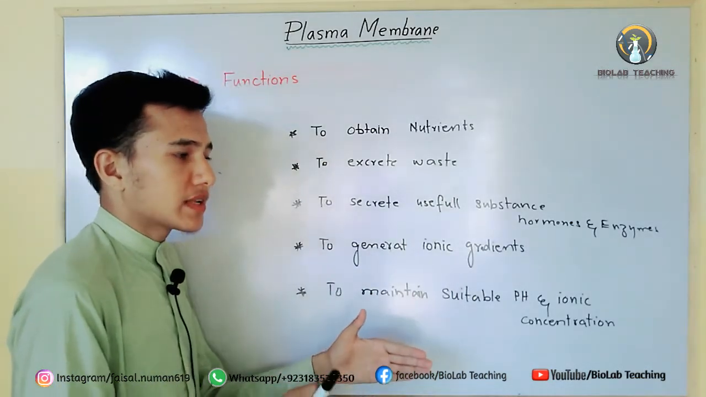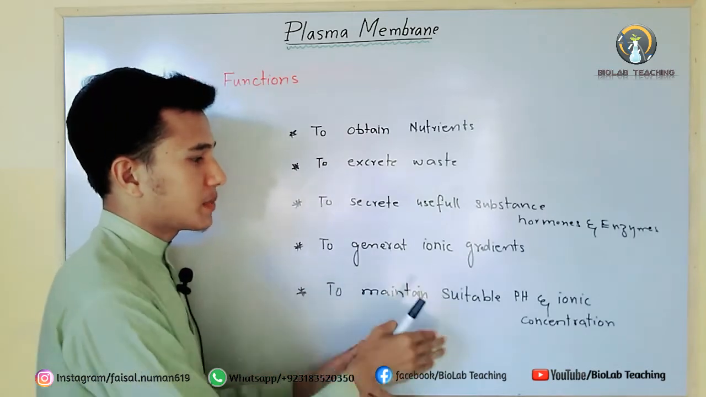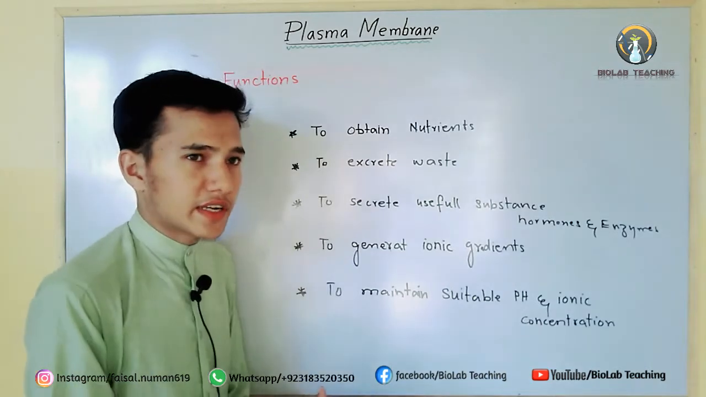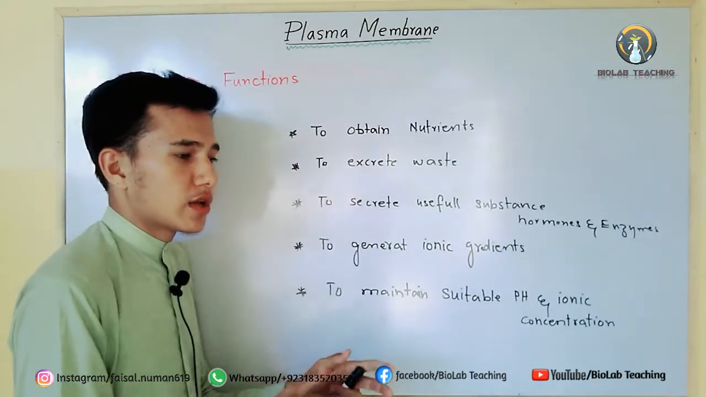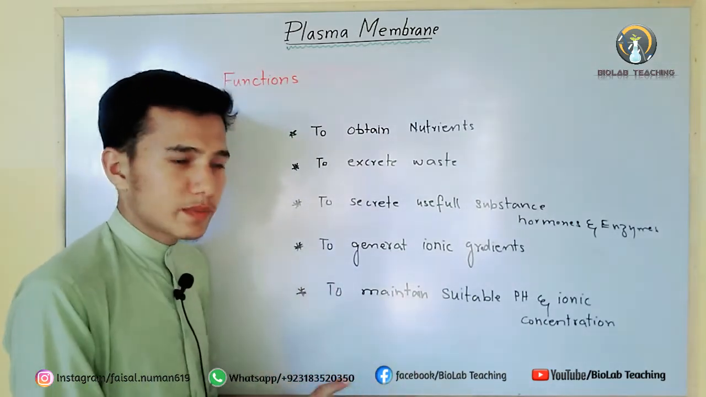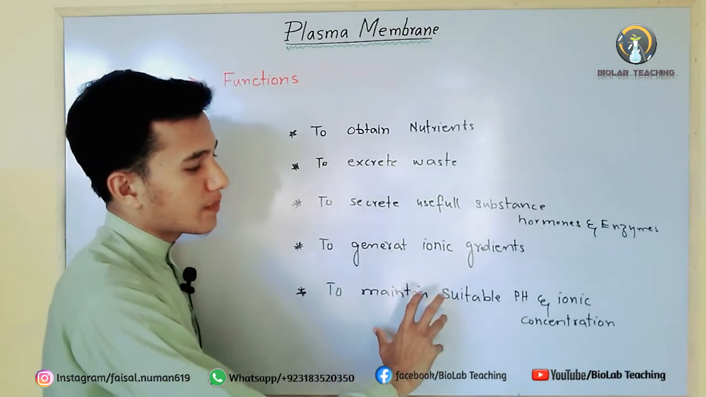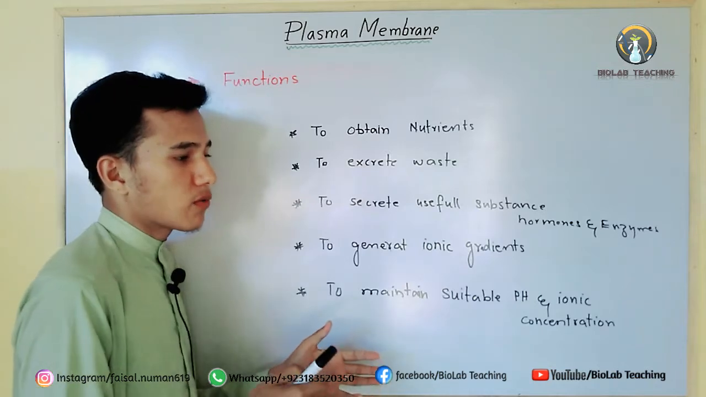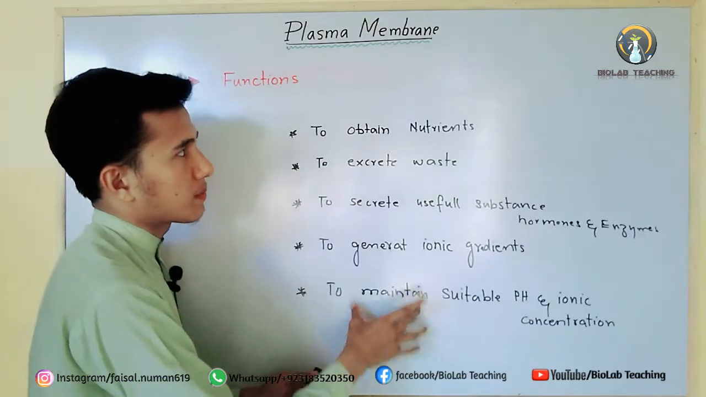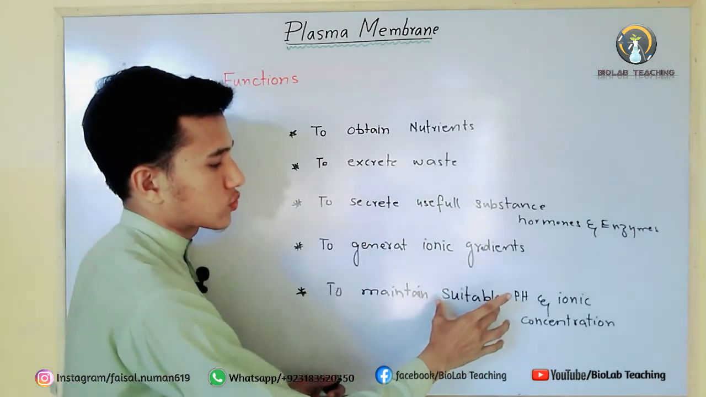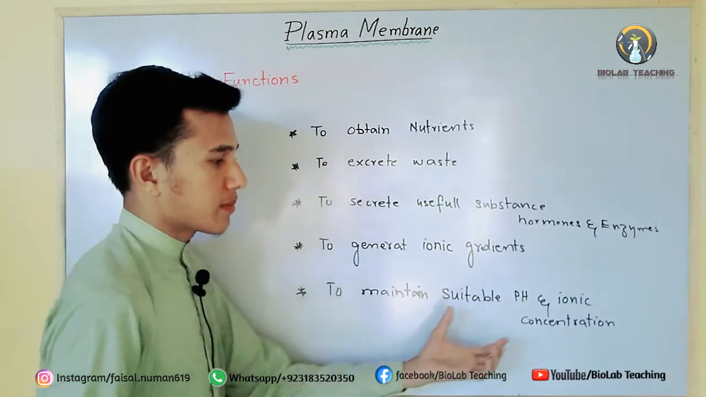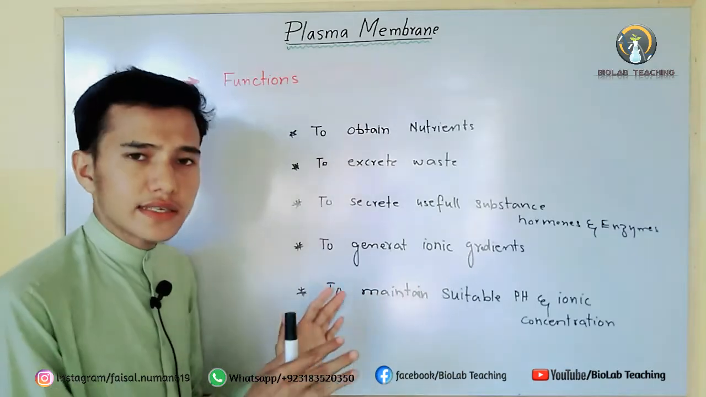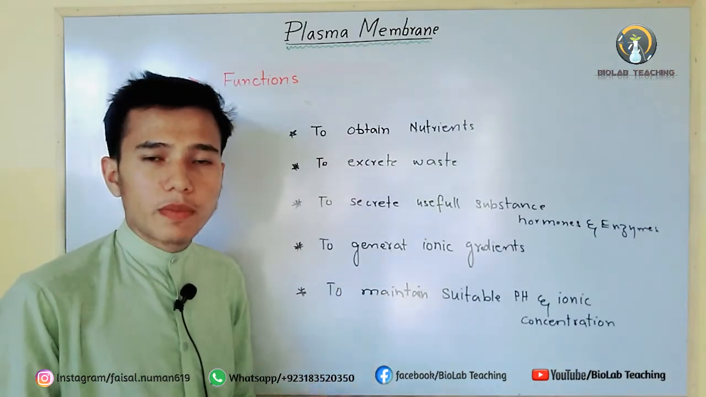The plasma membrane maintains the pH and ionic concentration, which is necessary for enzymatic activity. The enzyme acts at a certain pH. They have a suitable pH. If the cells do not have a suitable pH, the enzyme does not work properly. So that's why the plasma membrane acts as a pH maintaining factor. So this is a little lecture about the plasma membrane.